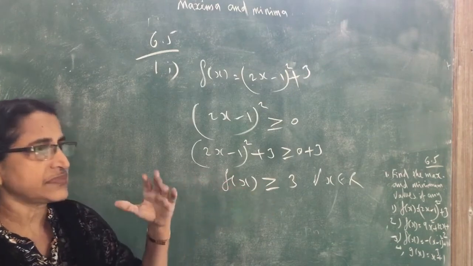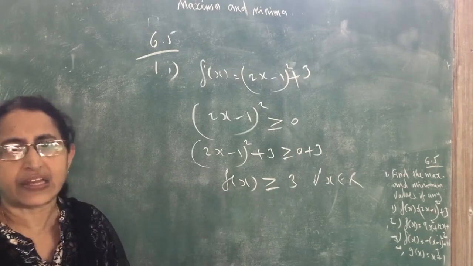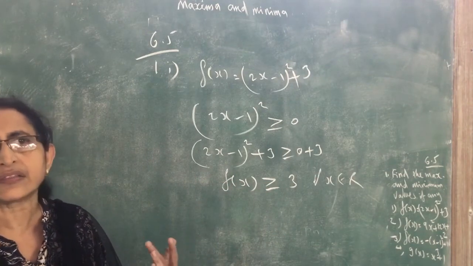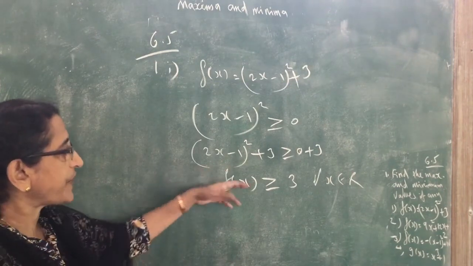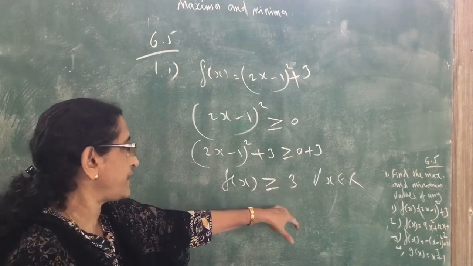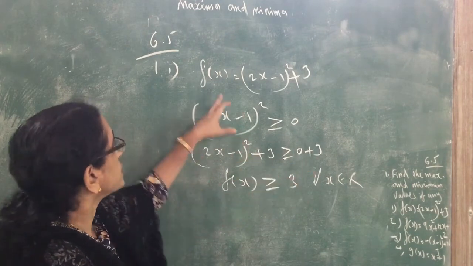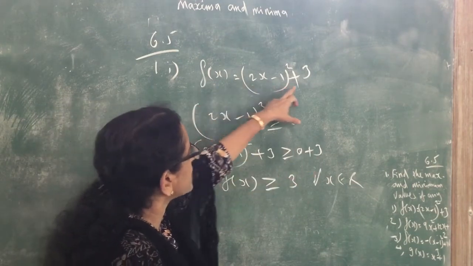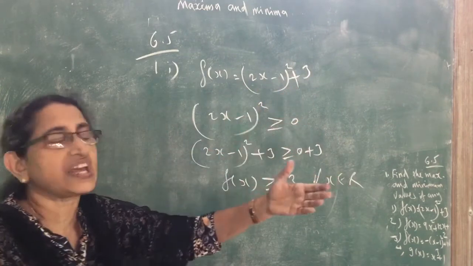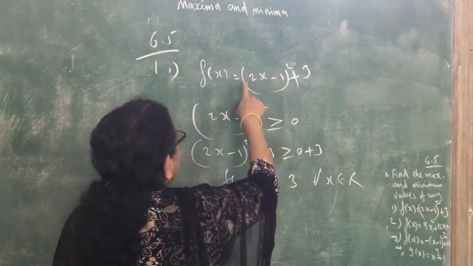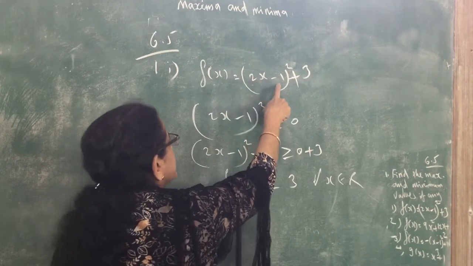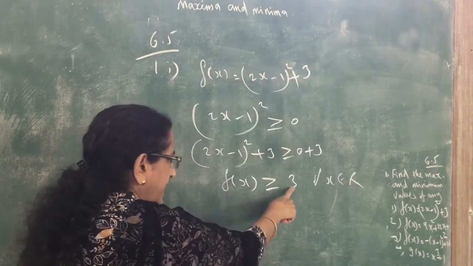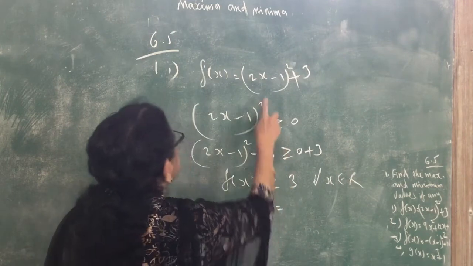And here we want to find only the minimum value. If the question is to find the point at which the function is minimum, then we have to find the value of x when f of x equals 3. This function f of x is equal to 3 when this is 0. This is 0 means x equal to 1 by 2. 2 into 1 by 2, 1, minus 1, 0 square. So this 3 occurs when x equal to 1 by 2.